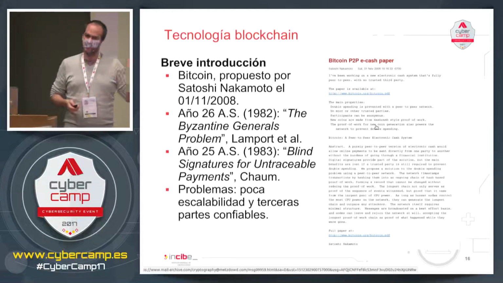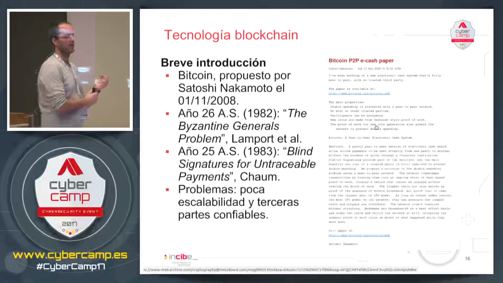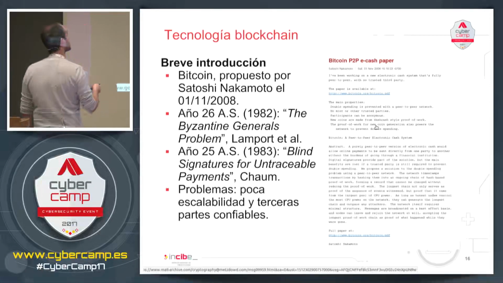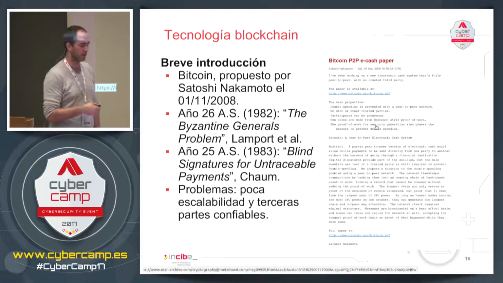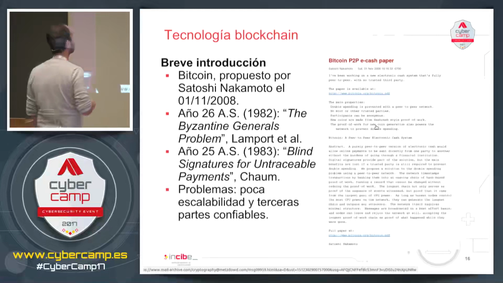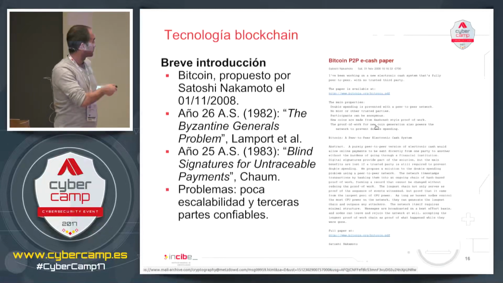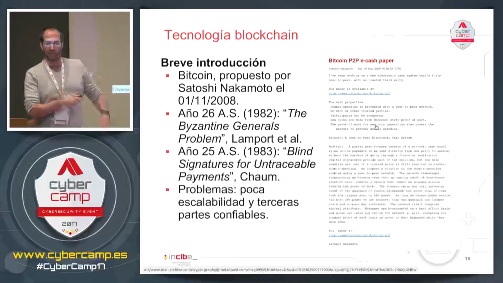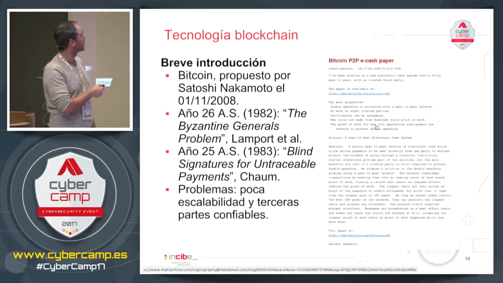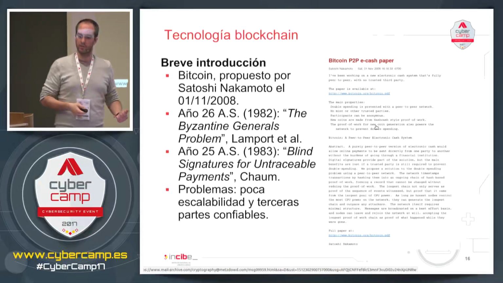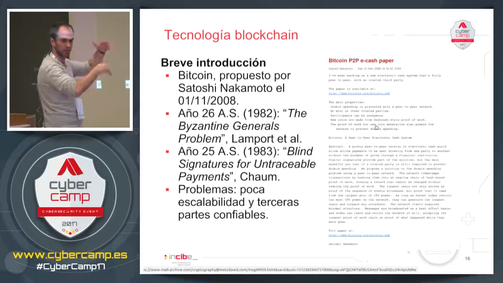Well, when did it start? The origin? The direct origin is an article published by Satoshi Nakamoto. We don't know who this guy is. On the 1st of November 2008, it was a distribution list of mail with cryptographic themes, Bitcoin, peer-to-peer e-cash paper. Peer-to-peer means there's no central authority in the middle.